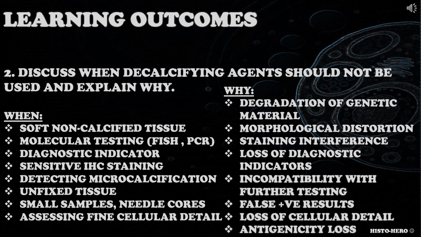The second learning outcome is for the candidate to discuss when decalcifying agents should not be used and explain why. When should the decalcifying agents not be used and why? What would be their impact? Consider non-calcified tissue, samples for molecular studies, samples requiring sensitive IHC staining like HER2 or some special stains like Grocott, unfixed tissue, when assessment of fine cellular detail is required, samples that are very tiny, when calcification is a diagnostic indicator, or when detecting microcalcification.